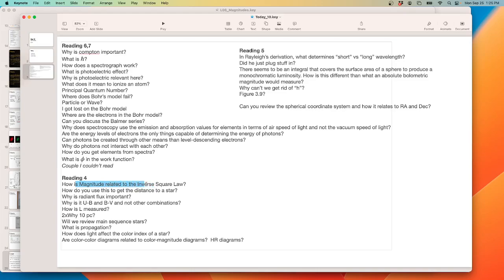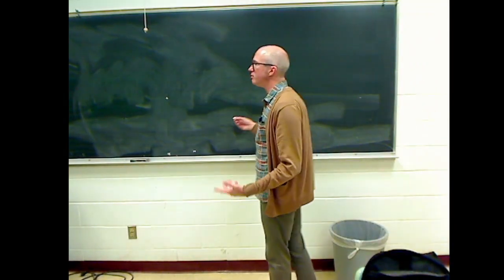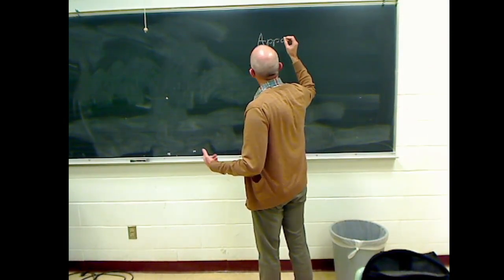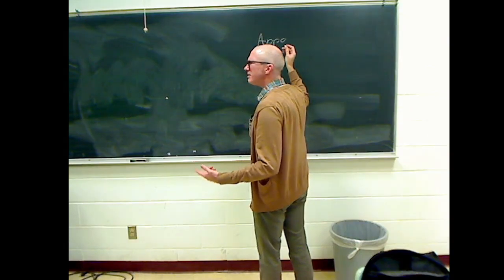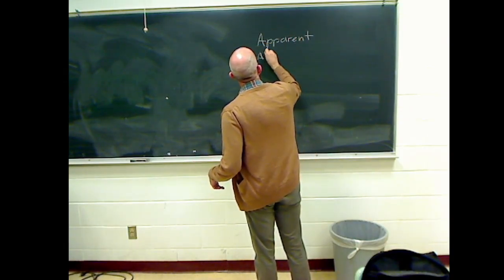How is magnitude related to the inverse square law? I want to make sure that I spend a second with this because it's important. We have 2 different magnitudes that we deal with a lot. And I'll show you another one today, but there are 2 magnitudes that really matter. Apparent. Are there 2 P's in apparent? Yes. I have no idea. We have apparent and absolute.